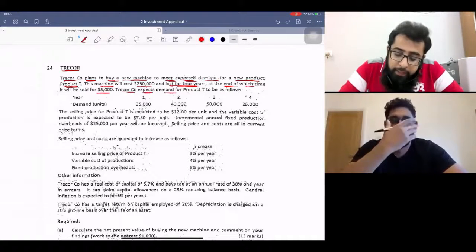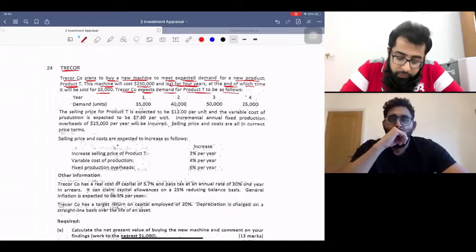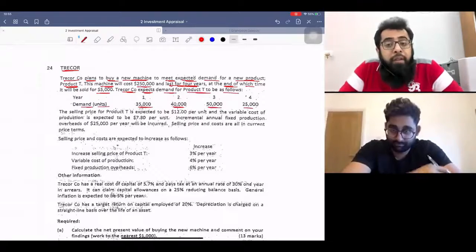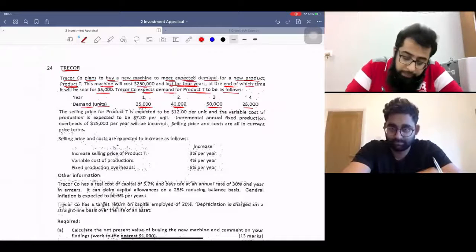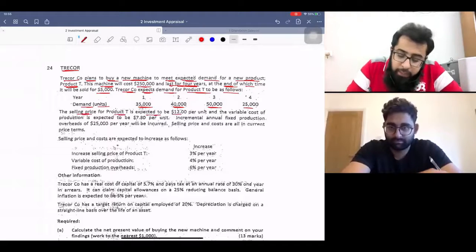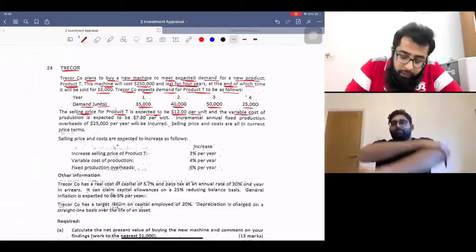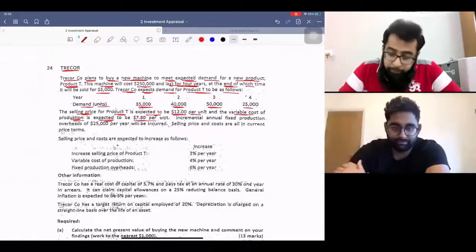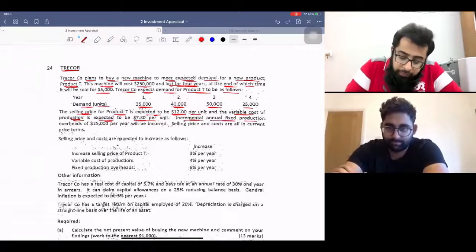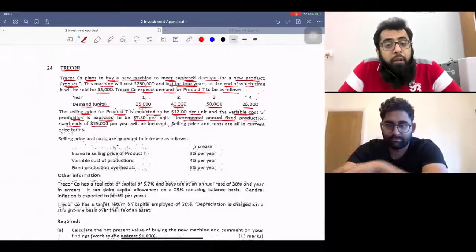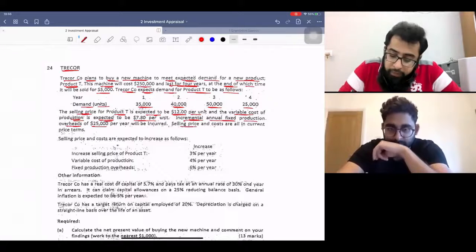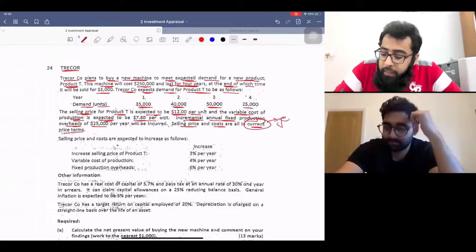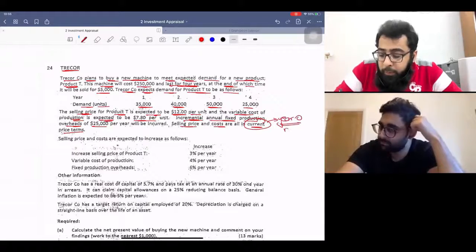Tricor Company expects demand for product T to be as follows. Demand units 35,000, 40,000, 50,000 and 25,000. The selling price for product T is expected to be $12 per unit and variable cost is expected to be $7.8 per unit. Incremental annual fixed production overhead is $25,000 per year. Selling price and cost are all in current price terms. Always remember, current price terms means year zero.